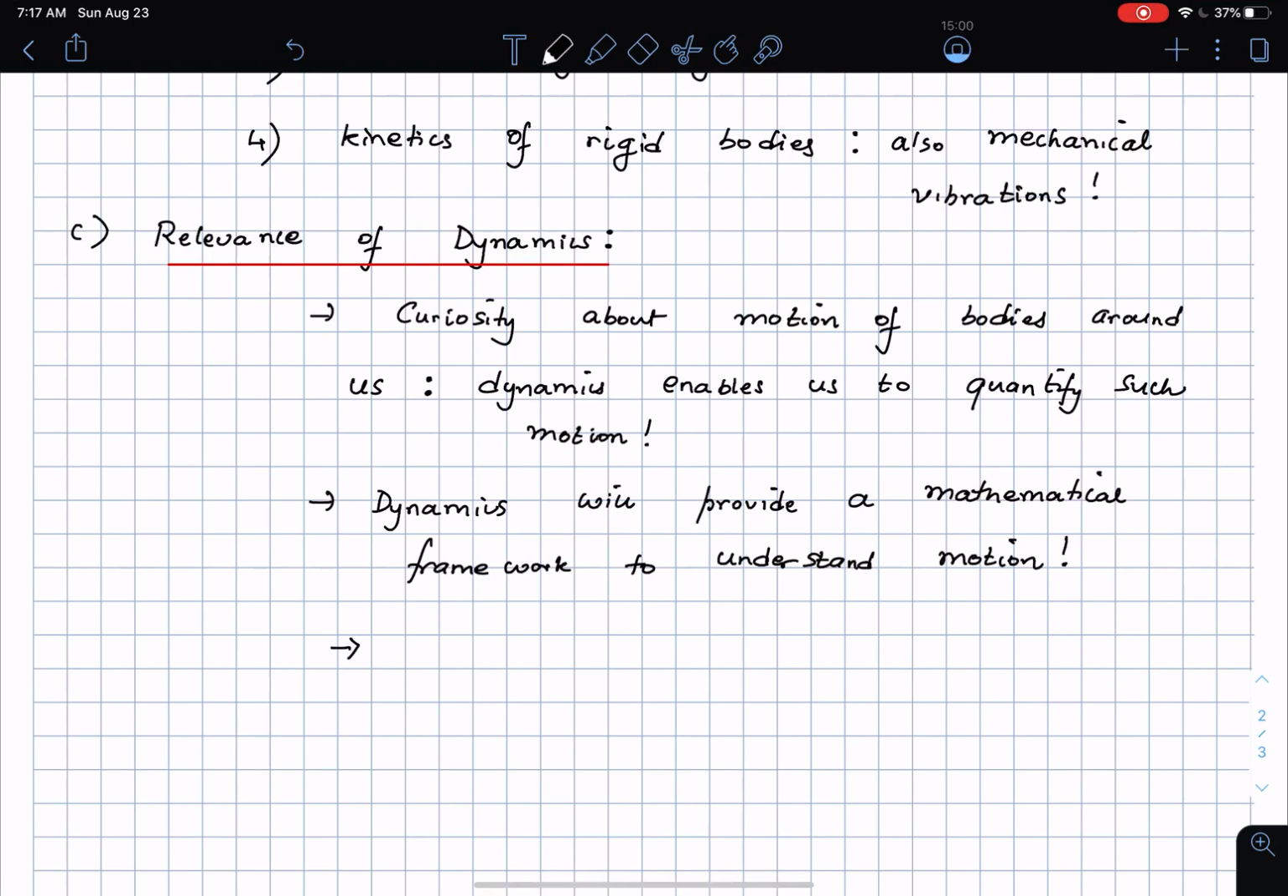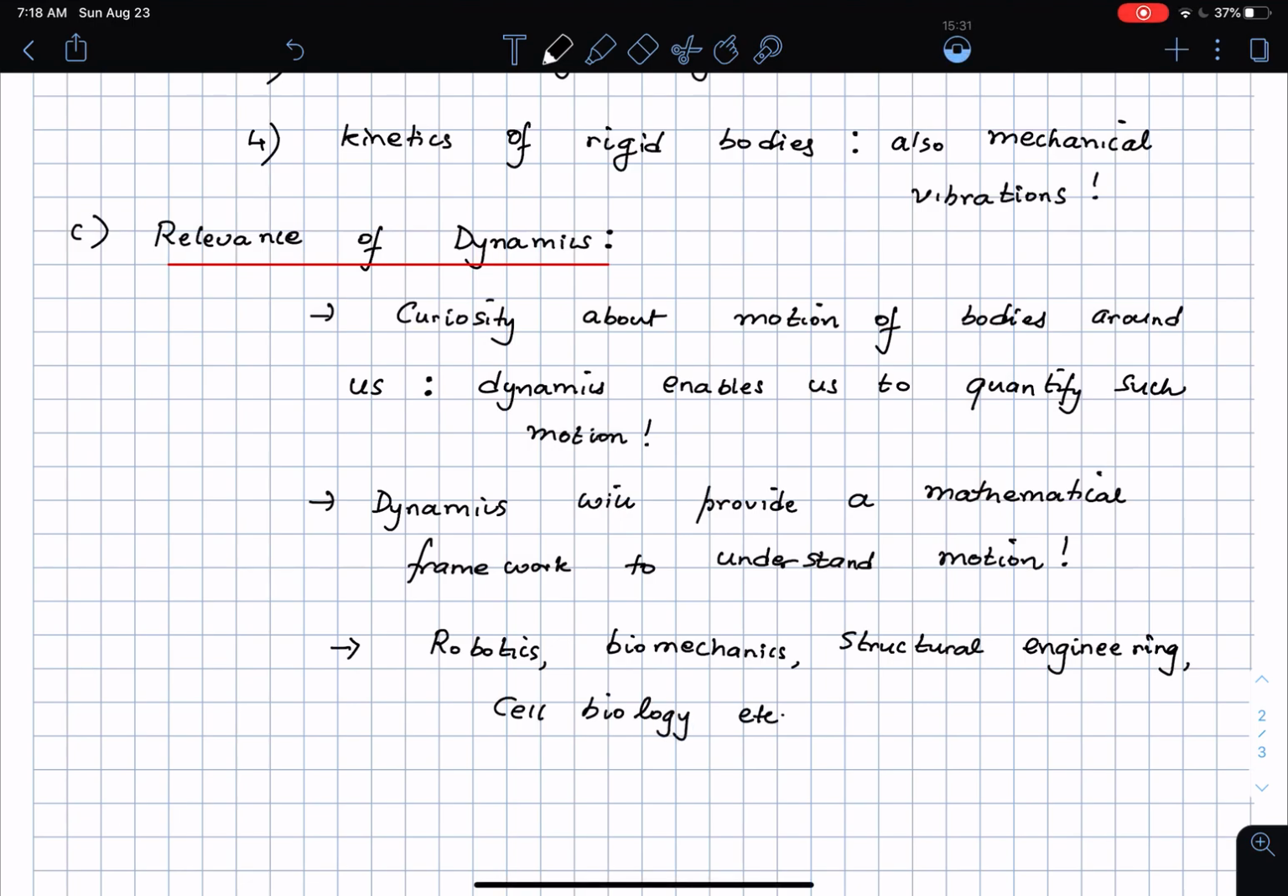So this has a vast amount of usage, especially in fields of robotics, biomechanics, structural vibration, or structural engineering. You can employ the principles of dynamics in cell biology if you want, etc. And for me, the most fascinating aspect of dynamics is the application of dynamics to study human motion. This is something that we will talk about in terms of the problems that we will be looking at later down the course.